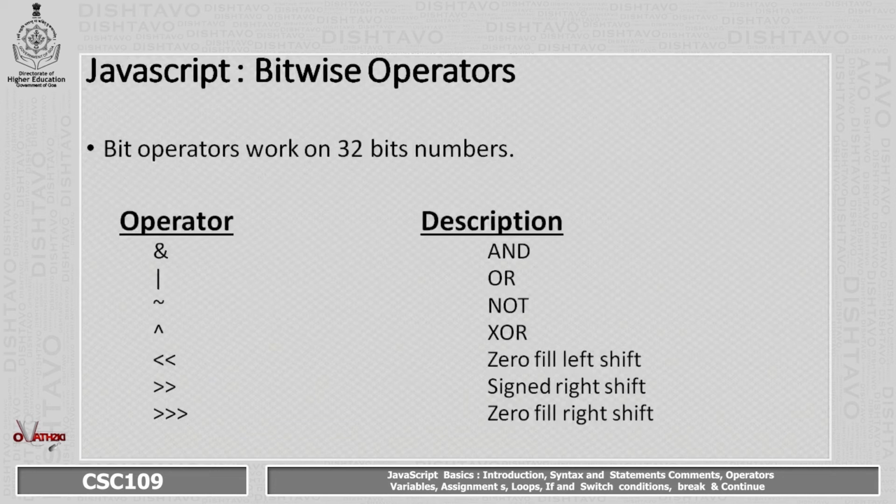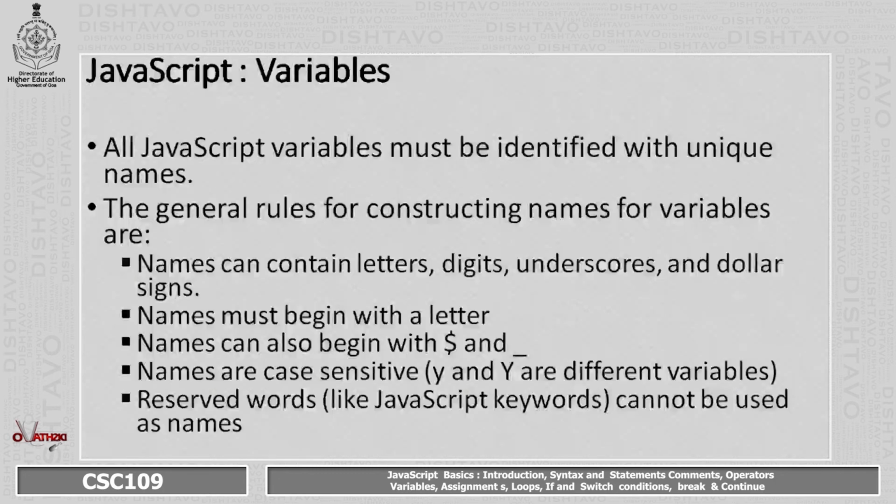Bitwise operators in JavaScript work upon 32-bit numbers. We have the bitwise AND, the bitwise OR, bitwise NOT, bitwise XOR, then the zero fill left shift, the signed right shift, and the zero fill right shift. These are rarely used, but whenever they are used, they work upon bit streams of 32-bit numbers.